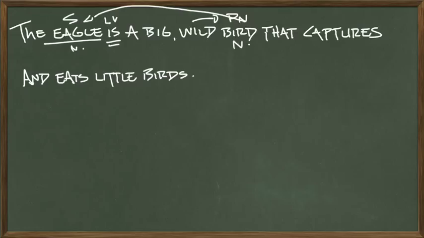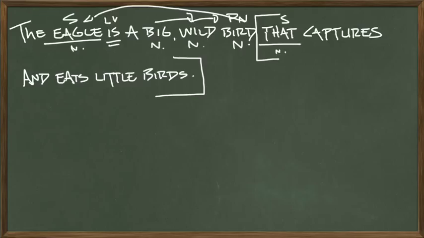It's a wild bird, adjective, nominative case. It's a big bird, adjective, nominative case. That is a relative pronoun, which sets off a clause, and the clause is that captures and eats little birds. And clauses act just like sentences. They'll have subjects and verbs and direct objects too. That is the subject of the clause. It's in the nominative case.